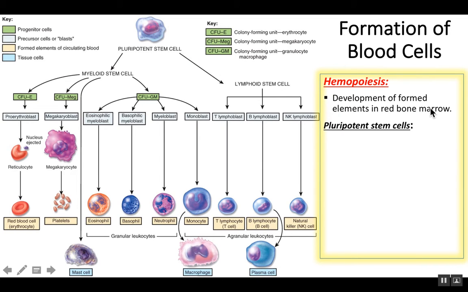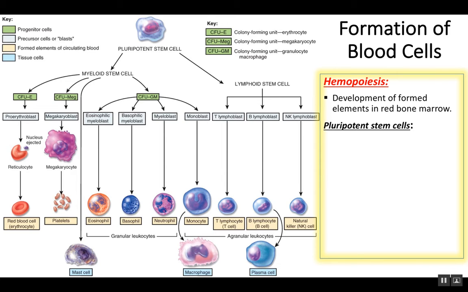Before we get to each of those, we're going to just highlight this very complicated figure. This figure shows us the formation of the different formed elements. So you have to imagine you are in red bone marrow. Red bone marrow is the site of hemopoiesis. Hemopoiesis is the development of formed elements in red bone marrow. Hemo means blood. So your blood is formed inside the bone marrow.